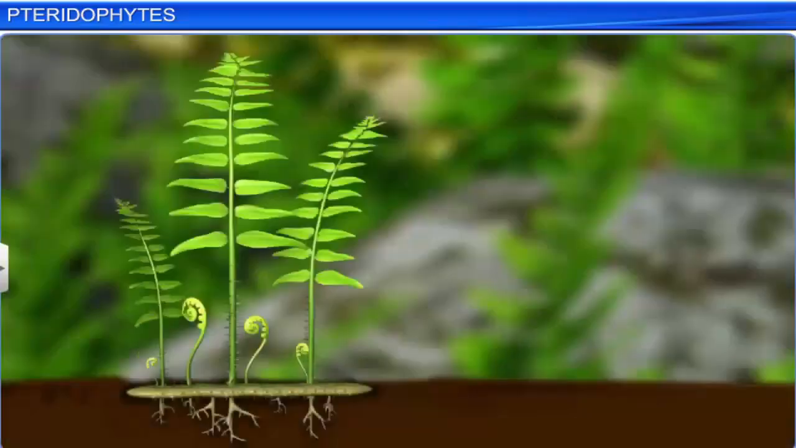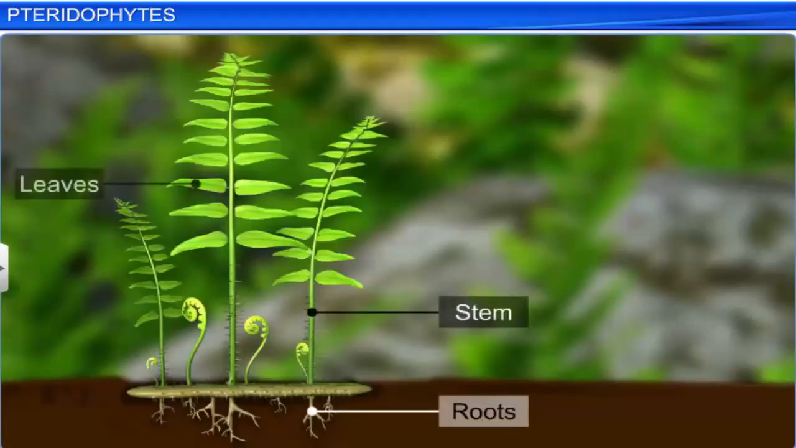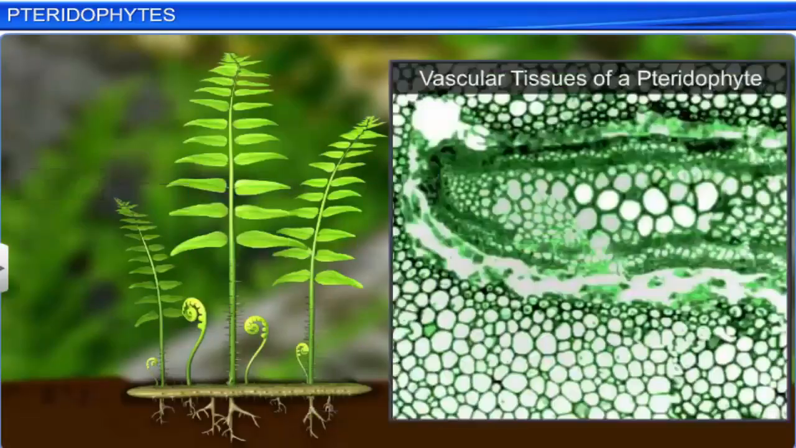These pteridophytes occupy an important place in the plant kingdom, as they were the first plants to have true roots, stems and leaves, as well as vascular tissues.